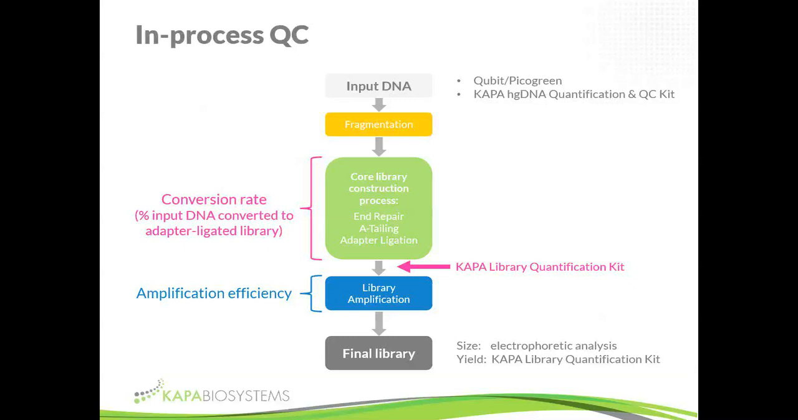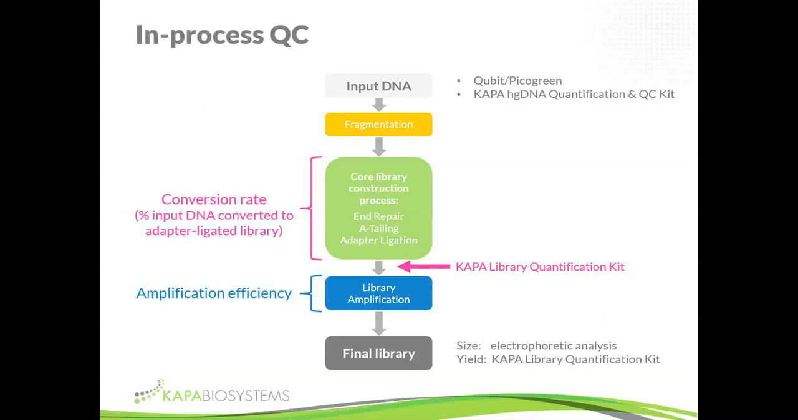When you quantify at this point, it allows you to do two things. It allows you to evaluate the success of the core library construction process. And we use this term conversion rate a lot, which is basically the percentage of input DNA that's converted to a adapter-ligated library. The efficiency of that process determines the uniqueness of the library, the diversity of the library, and ultimately the sequencing depth that you can attain.